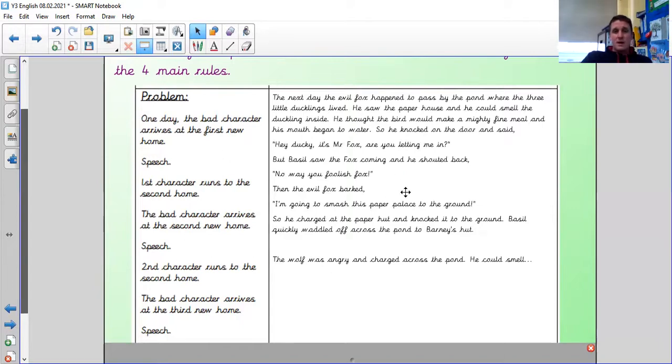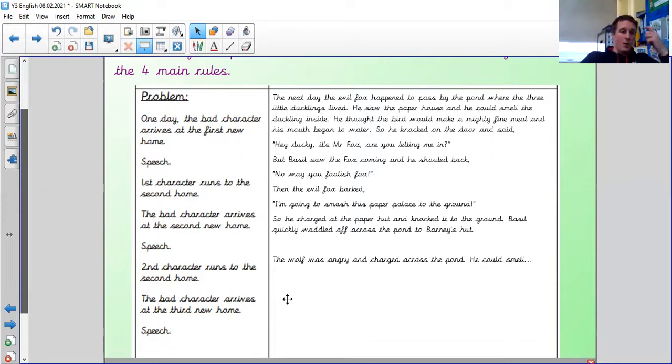I've basically done the first part where the fox has met the first character. Obviously, you might not have a fox. Your bad character might be something completely different, but it's just following the same structure as the Three Pigs story. This part should take you quite a long time, to make sure that you've got all three conversations. If you ever get stuck on where you are and what you need to do next, here it gives you everything that you need to do.